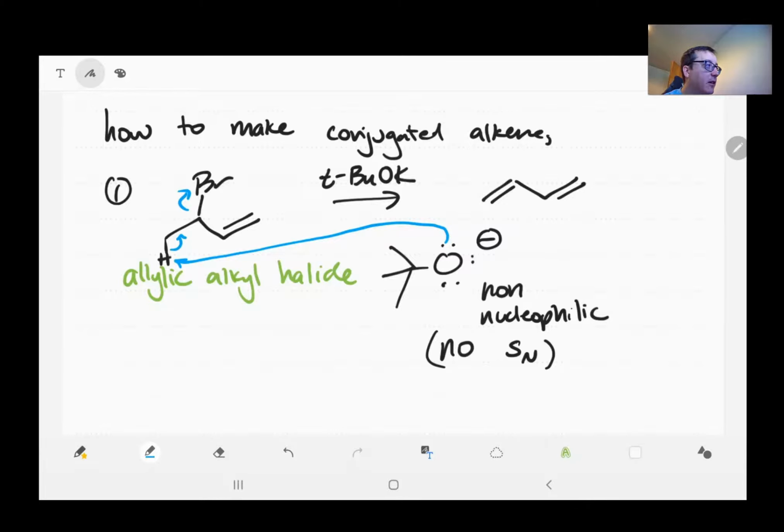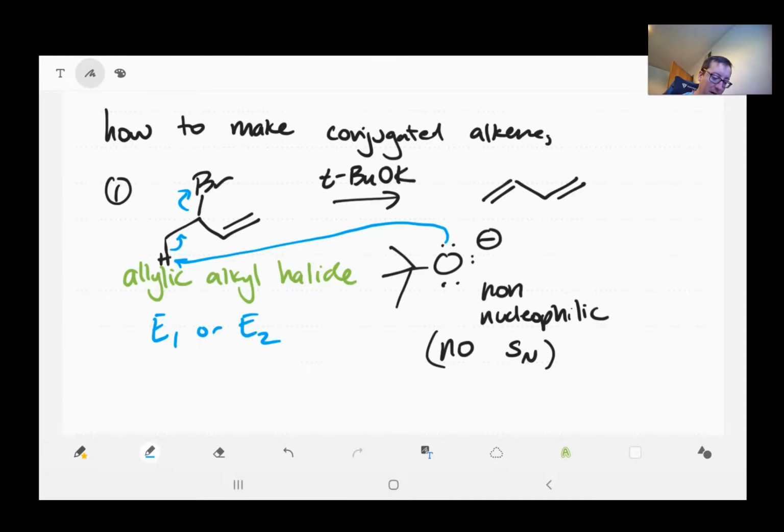So elimination only. In this case, I've put it as an E2 type of thing, where we are having our anti-periplanar fun good stuff. Again, hopefully words that are somewhere in the back of your brain there. This could go E1 as well. It just depends on your reaction conditions. I've drawn it as E2, but either way will work. So either way, you'll end up getting your happy alkene here. So that's one way to do it.